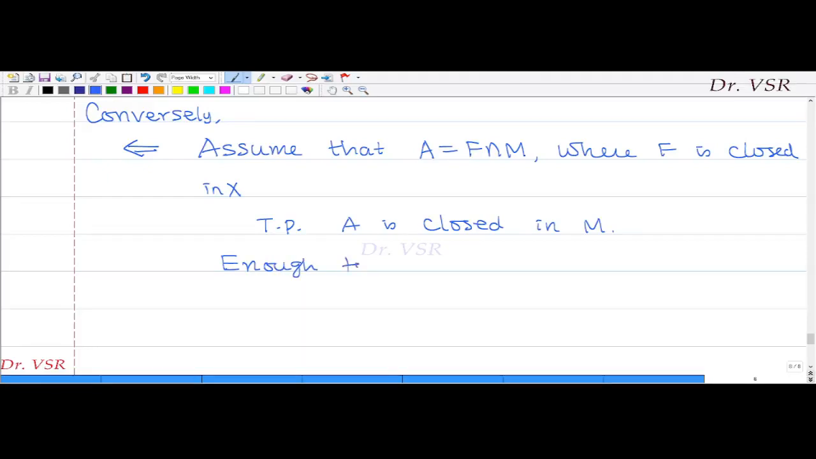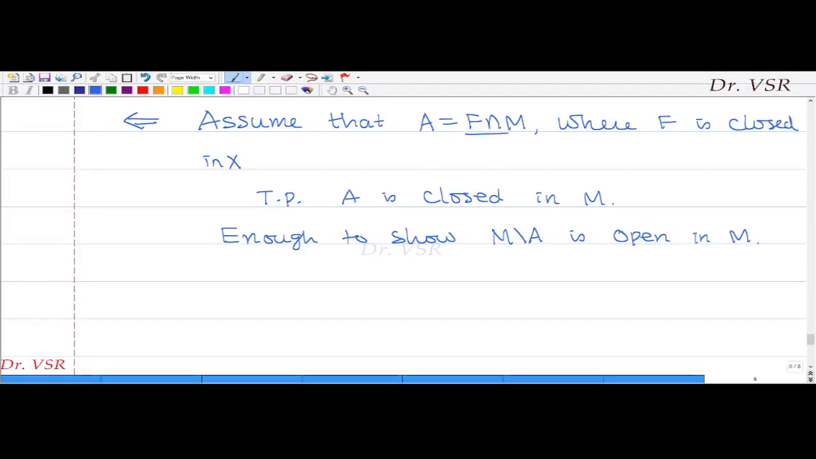That is, it is enough to show that A complement, here A complement with respect to M, meaning it should be in M but not in A, is open in M. So the set that should be in M but not in A. Here A is this, correct? So that is M but not in A. So this is equal to in M but not in F intersection M.